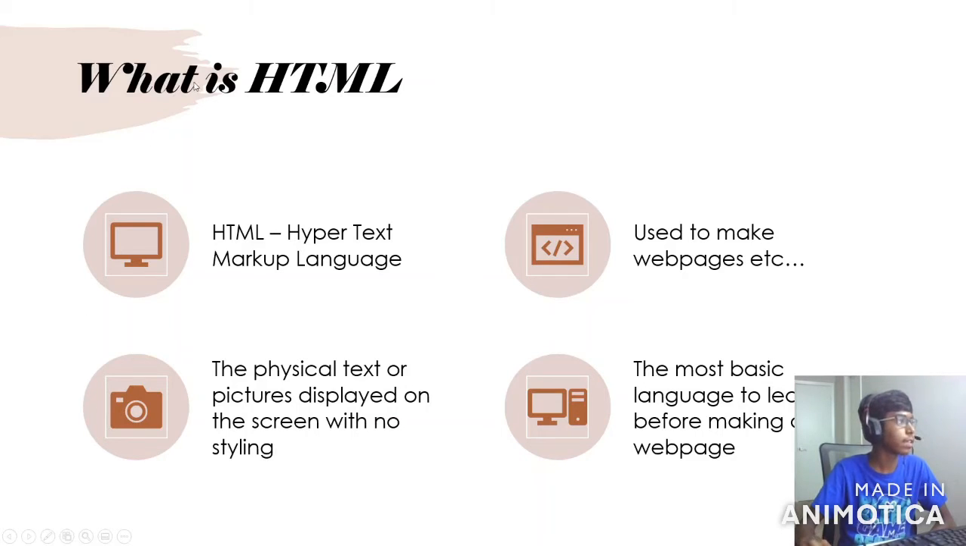So what exactly is HTML? HTML is Hypertext Markup Language, which means it's like the plain text or pictures displayed on the screen with no styling. If you want to add styling, that's a different language, CSS, which we'll focus on in another course. HTML is used to make web pages.